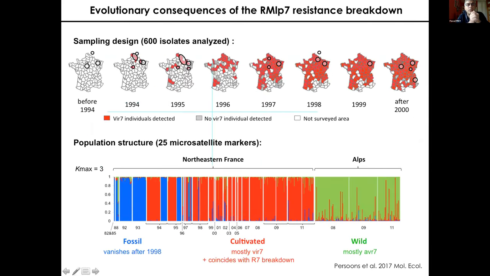So now I will talk about the evolutionary consequences of the RMLP7 resistance breakdown. So you find again those maps of France with the spread of those new isolates. Antoine Persoons, who was a former PhD student in our lab, sampled in our historical collection of poplar rust that we keep alive in ultra freezers in our lab. He sampled 600 isolates and analyzed them with 25 microsatellite markers. And here is the result as a structure graph, which shows the grouping of populations of isolates in genetic groups.